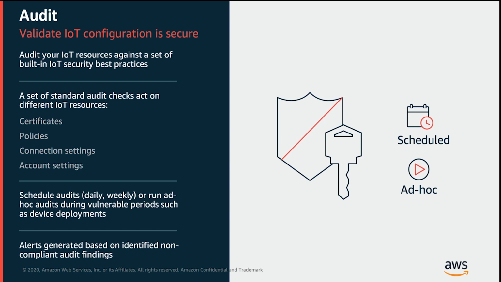You can run an audit on demand or schedule it on a recurring basis. For example, daily or weekly. In case of a non-compliant event, audit can send a notification to your operations team or trigger a Lambda function using SNS. In this manner, you can create a flexible and automated response.